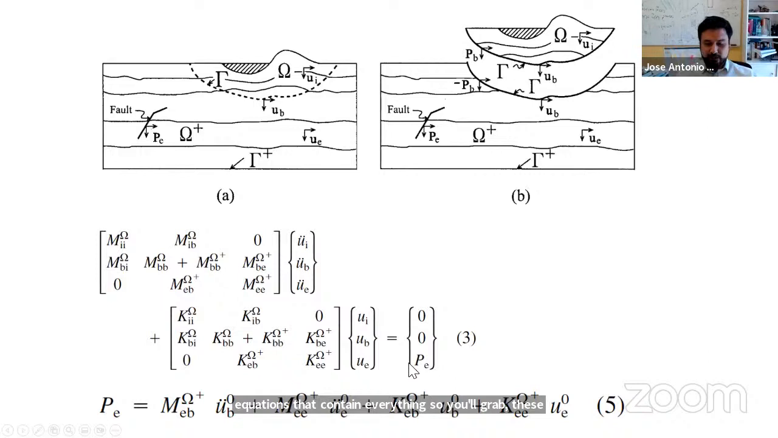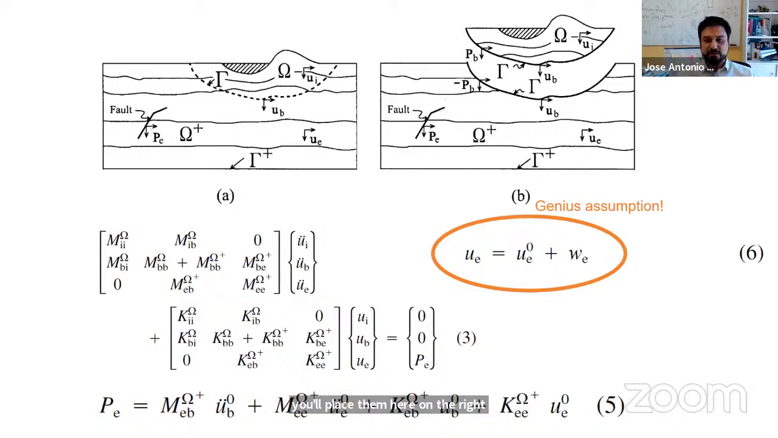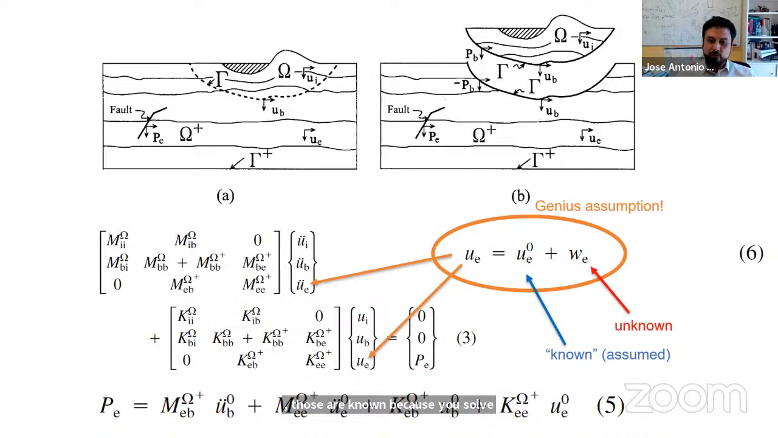And then what Jacobo does, which is genius insight, is to separate the displacements of the exterior domain as the displacements of the exterior domain with a flat condition, plus a residual wave field, which contains the perturbation when you've added the feature. And you replace that definition here into the corresponding equations. A quick reminder, the superscript zero degrees of freedom, those are known because you solve them with the flat geometry with the free field conditions. Your new unknowns are the perturbations to the field.